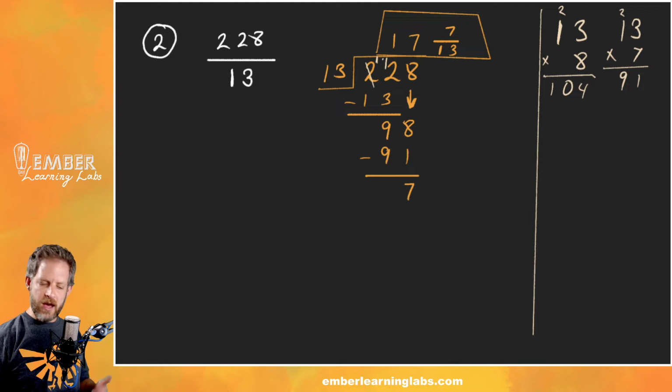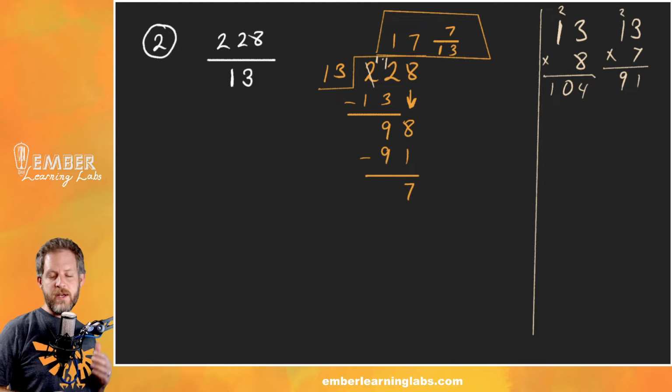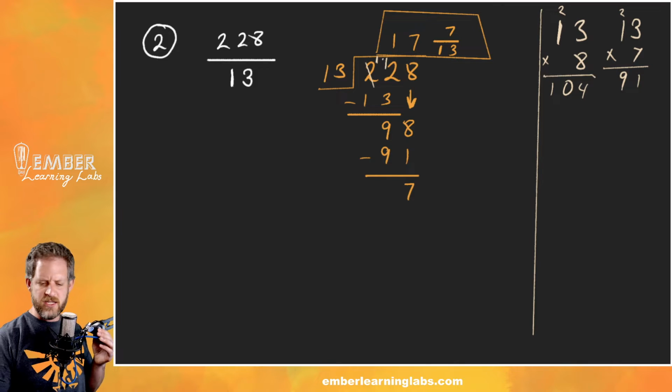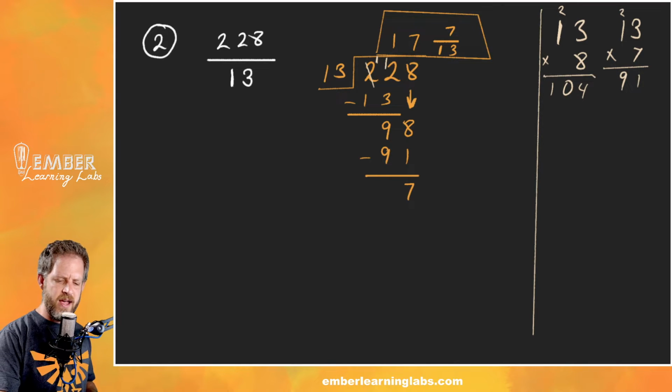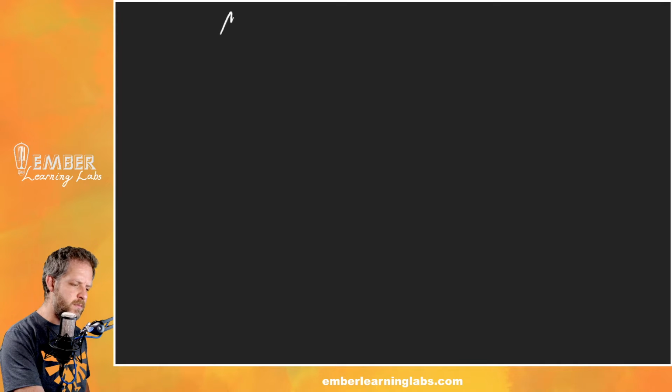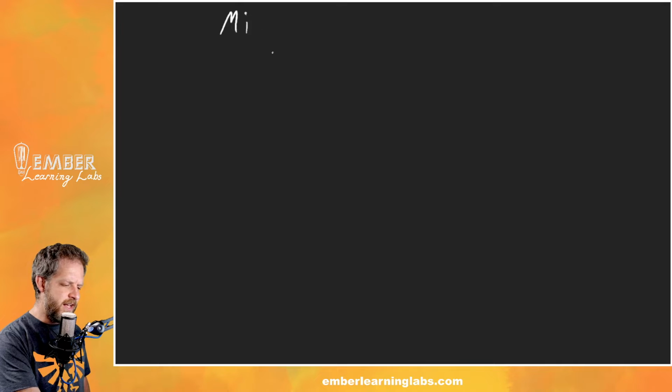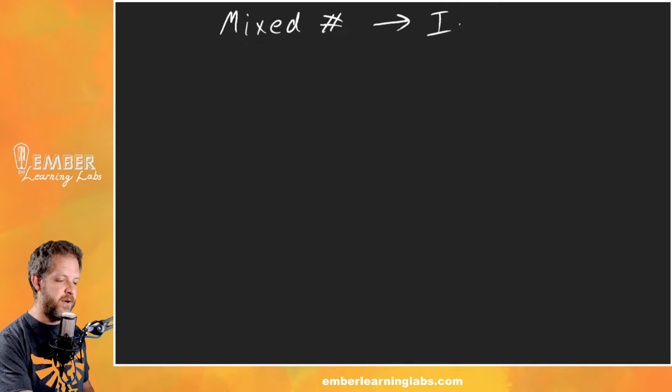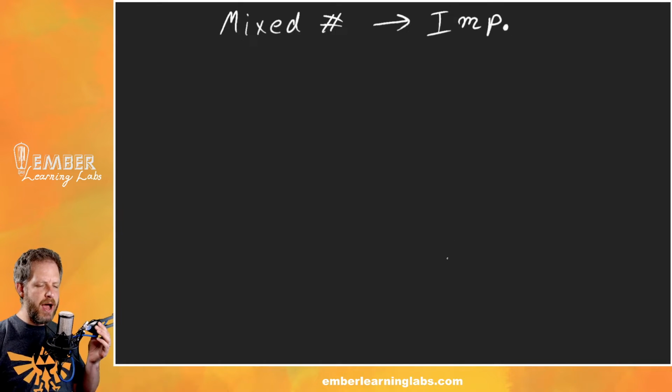What if we want to go the other way around, which we may want to do, especially when we get to multiplying and dividing fractions. Multiplying fractions is much easier if we have an improper fraction than it is with a mixed number. And so let's look at converting from a mixed number to an improper fraction. We've already written that word, so for the sake of brevity, I'm going to shorten it to imp. Mixed number to improper fraction.